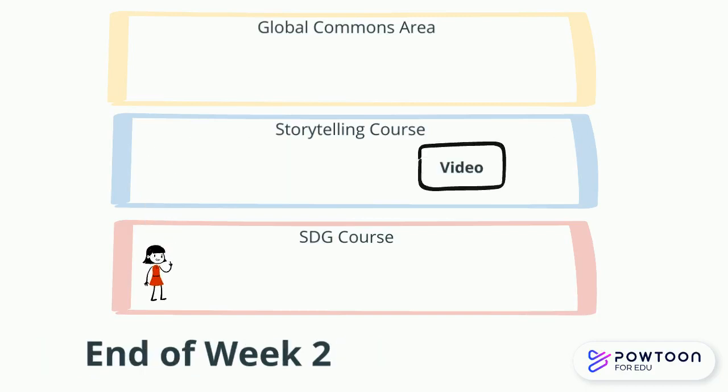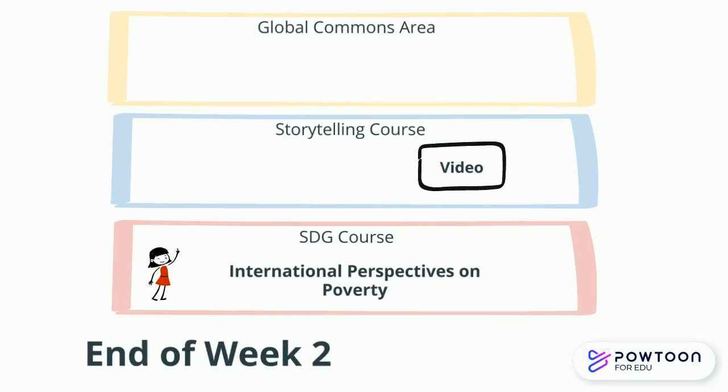By the end of week 2, Joanna has finished up the video content and now has access to her Sustainable Development Goal course. For the purposes of this video, we'll call this her SDG course. Joanna is enrolled in the International Perspectives on Poverty SDG. The SDG courses are set up similarly to the storytelling course. Joanna will learn about big issues related to poverty, and then will be able to select a particular lens through which she will explore a set of issues in greater depth. She is also introduced to her SDG facilitator who will help her through this content and work towards her project.